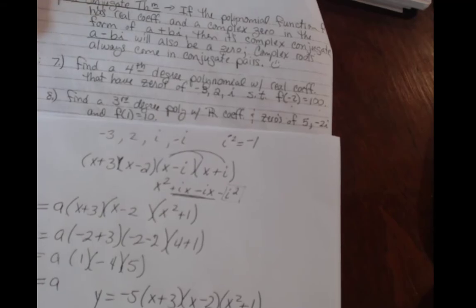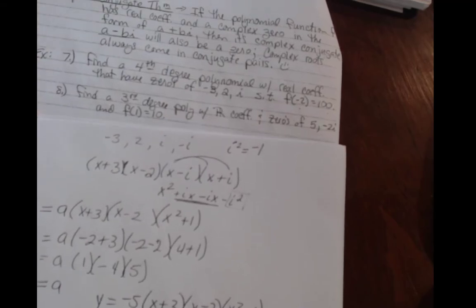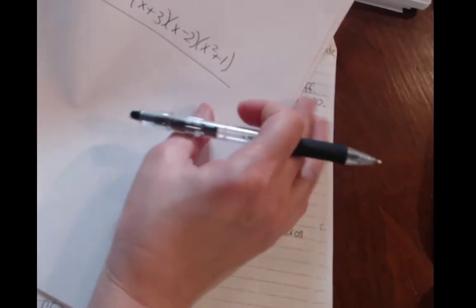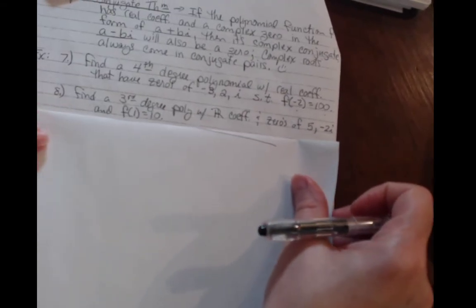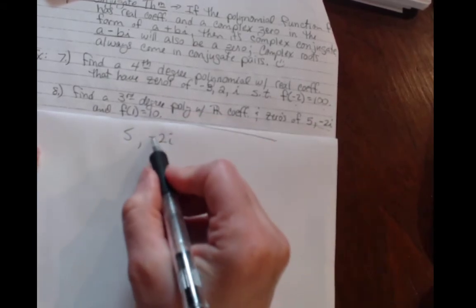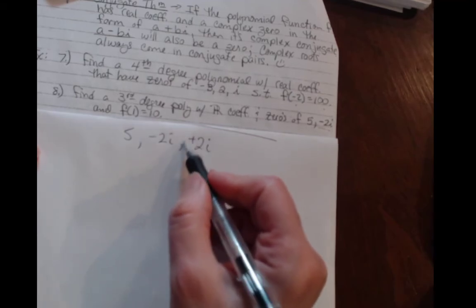Example 8, the next example. Find the 3rd degree polynomial with real coefficients with zeros of 5, negative 2i, and that goes through (1, 10). So a 3rd degree polynomial, and they give us 2 zeros. Look at that one, it's imaginary, so it's going to have a partner. 5 is a zero, negative 2i is a zero, and our imaginary term becomes the opposite, so positive 2i. So this is 0 minus 2i, so this is 0 plus 2i, using that conjugate pair rule.